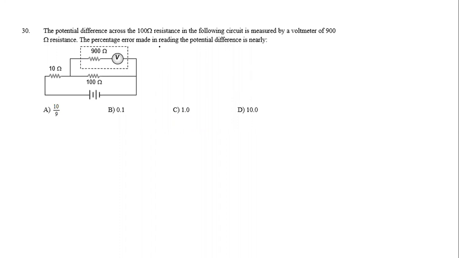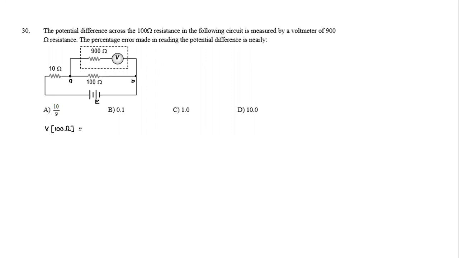This is error in reading of potential difference using a non-ideal voltmeter. What is the true value of voltage here? What is the voltage across the 100 ohm? The true value is what we get either if we use an ideal voltmeter, or when the voltmeter is not connected. What is the potential difference across points A and B? Very easily you can calculate.